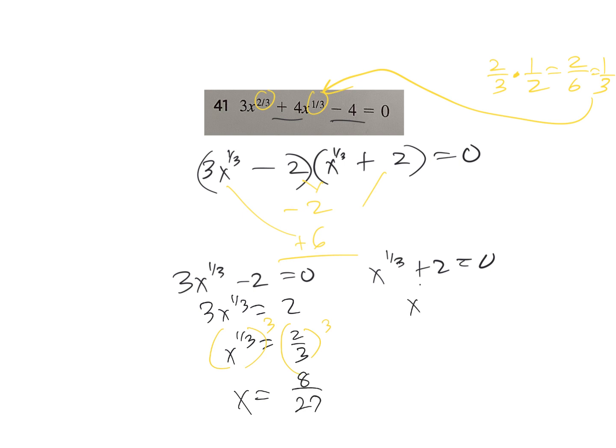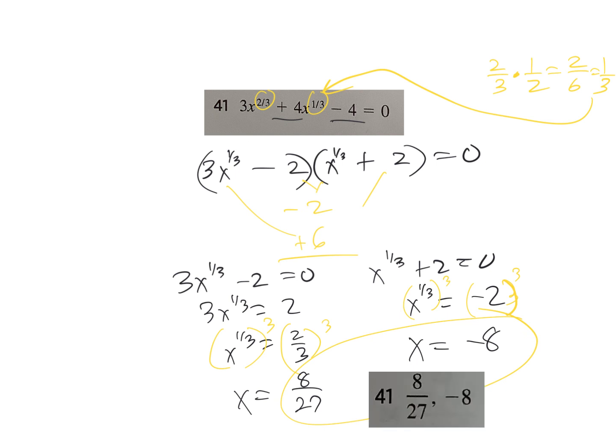Same thing over here. X to the 1/3 equals negative 2. Cube both sides. And we get x equals -8. So those two are your answers. And there you go. Okay, 43.